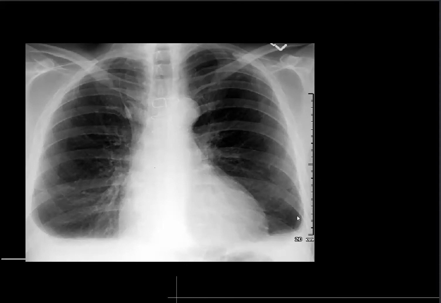This is an example of bilateral pleural effusions. You can see the sharp cardiophrenic angle is lost. It's actually blunted, and you've got this sort of meniscus type configuration of fluid accumulating within the pleural spaces at the bases.